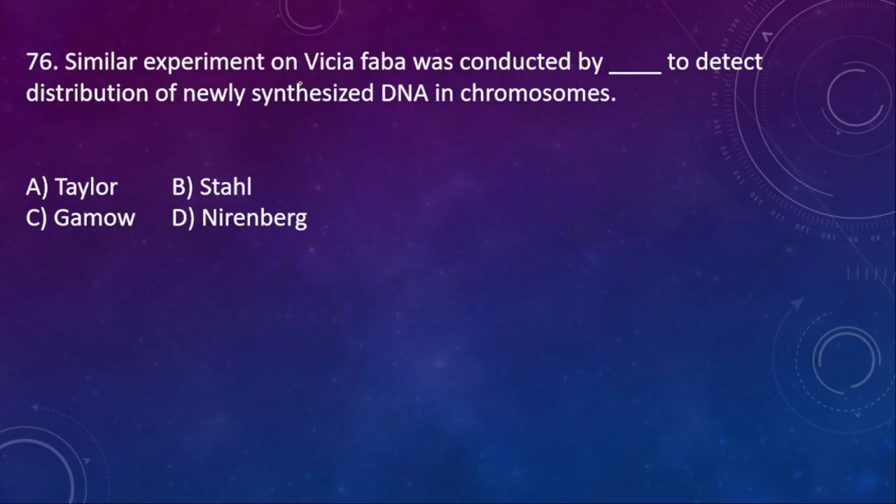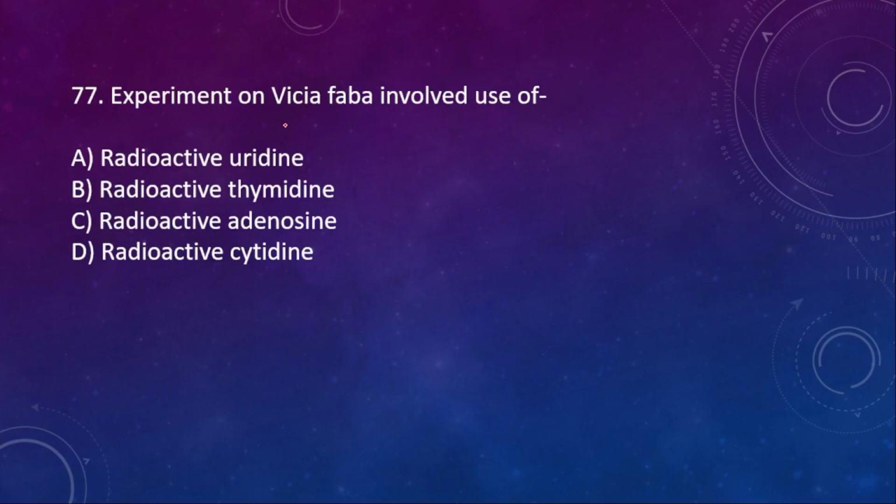76. A similar experiment on Vicia faba was conducted by Taylor to detect the distribution of newly synthesized DNA in chromosomes. 77. The experiment on Vicia faba involved the use of radioactive uridine, radioactive thymidine, radioactive adenosine, radioactive cytidine. Here the right option is radioactive thymidine. Here in the Vicia faba, radioactive thymidine was used.